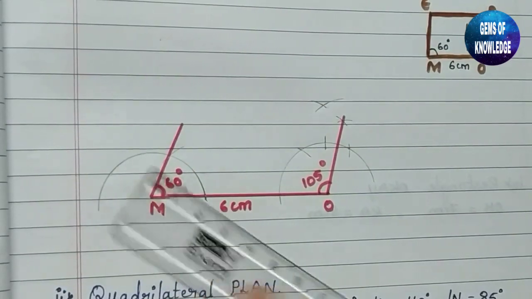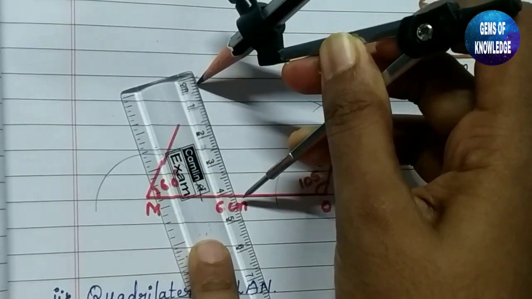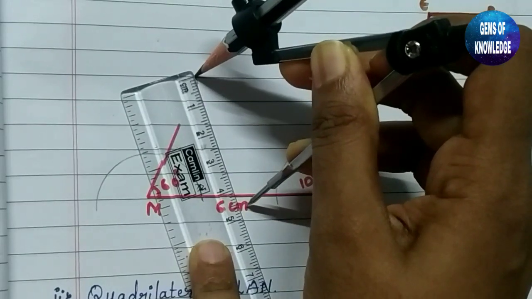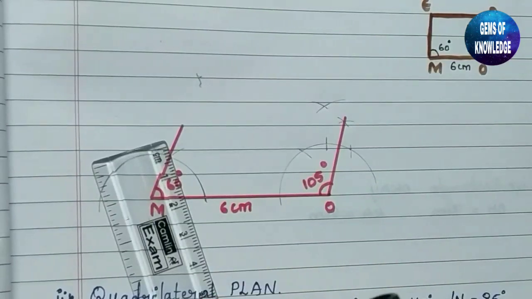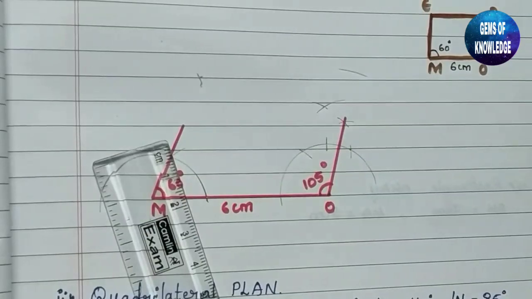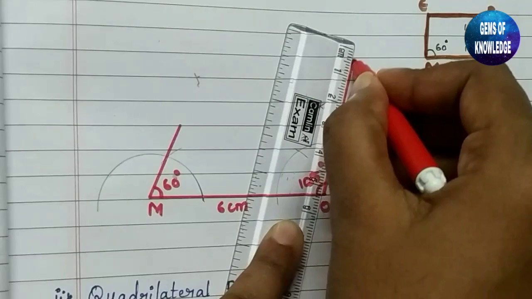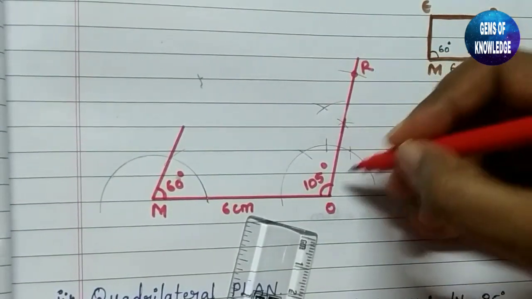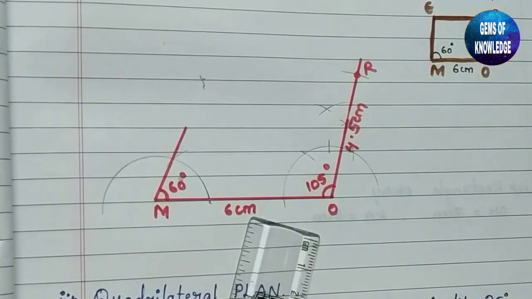As you can see here we need 4.5 centimeters. So we will take 4.5 centimeters from here. So this is our 4.5 centimeters. We need to extend this line. This point is nothing but our R, and this length is nothing but 4.5 centimeters.